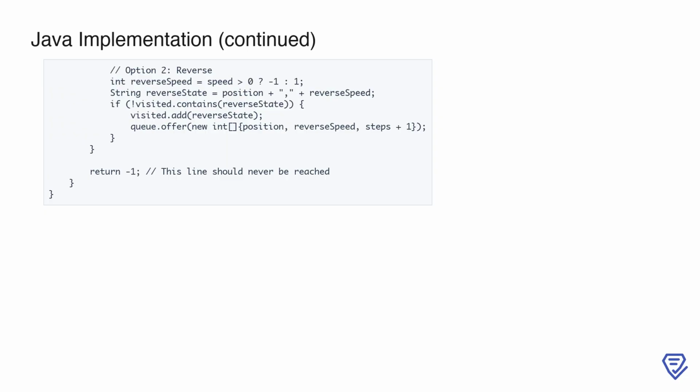If the queue is exhausted without finding a solution, which theoretically shouldn't happen given the problem constraints, we return -1 as a fallback. However, this situation is highly unlikely since the BFS guarantees the shortest path to the target will be found as long as the target is reachable. This completes the Java implementation of the racecar problem.